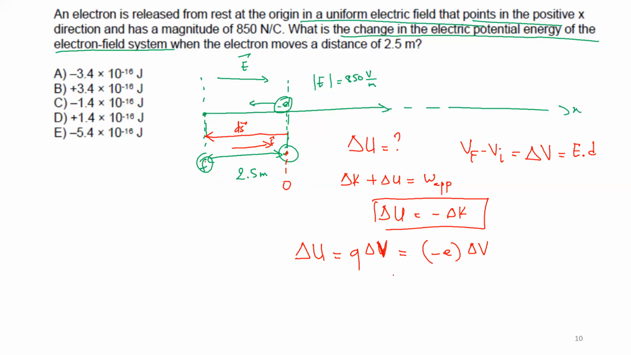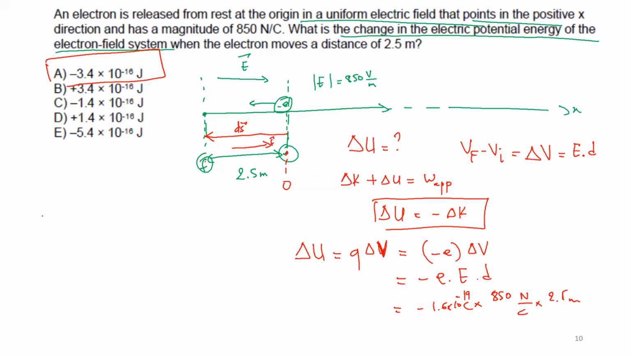And I can calculate that. So I have minus E times the electric field times the distance. I put the numbers: minus 1.6 times 10 to the power minus 19, everything in SI units. Electric field in SI units, Newton per Coulomb, here Coulomb, and then I multiply by a distance. So the distance is 2.5. And you get minus 3.4 times 10 to the power minus 16 joule. And this is one way.